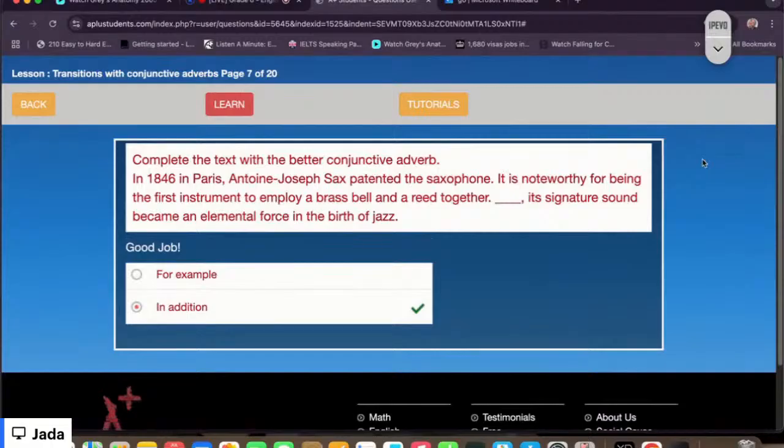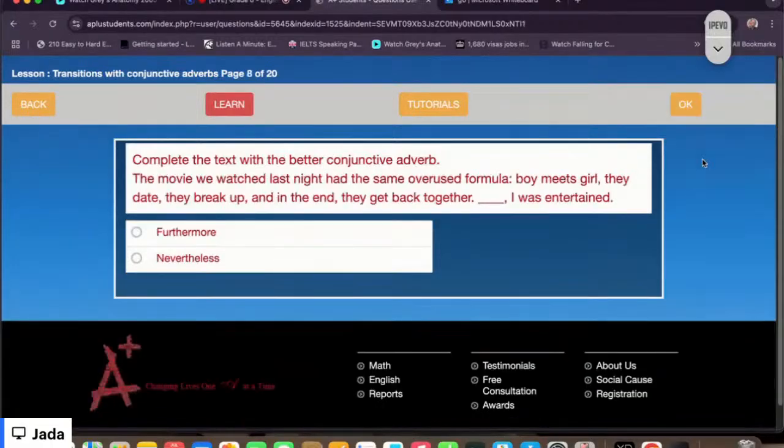All right, so we have in addition, okay? So the movie we watched last night had the same overused formula. Boy meets girl, they date, they break up, and in the end they get back together. Dash, I was entertained. Furthermore, or nevertheless.